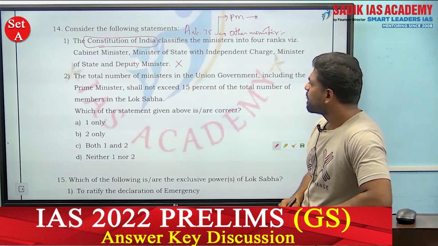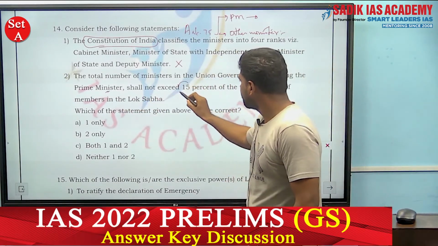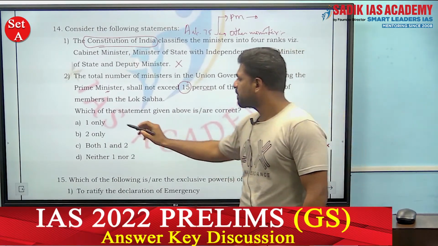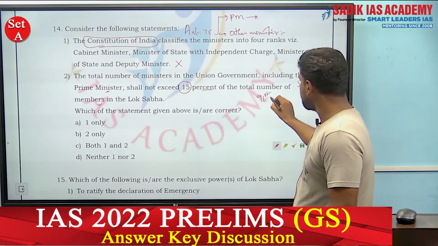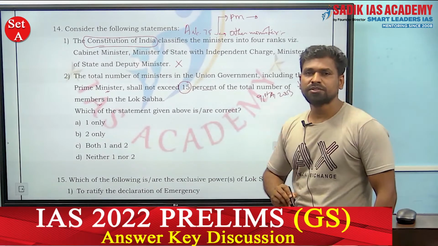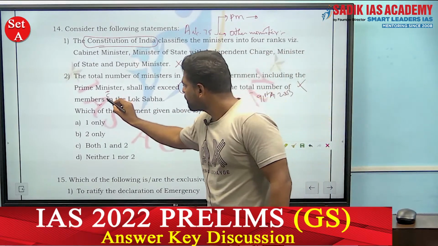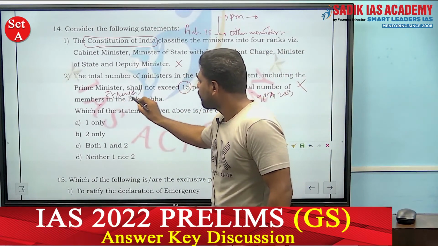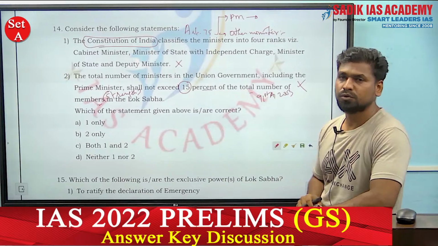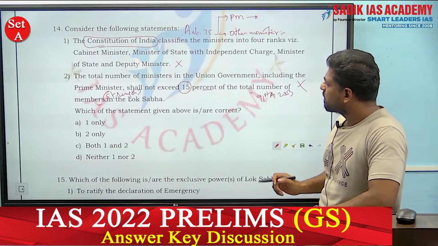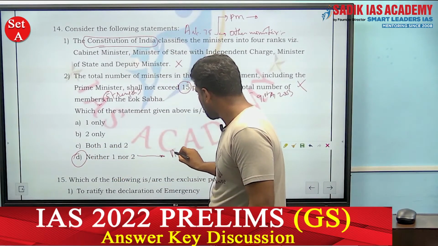What about statement number 2? The total number of ministers in the Union government, including the Prime Minister, shall not exceed 15% of the total number of members in the Lok Sabha. This statement is also wrong because as per the 91st Amendment 2003, the maximum size of the Central Council of Ministers is 15% of the total strength of the Lok Sabha, and not the total members of the Lok Sabha. Therefore, statement 2 is also wrong. The right answer for this question is option D, which is neither 1 nor 2.